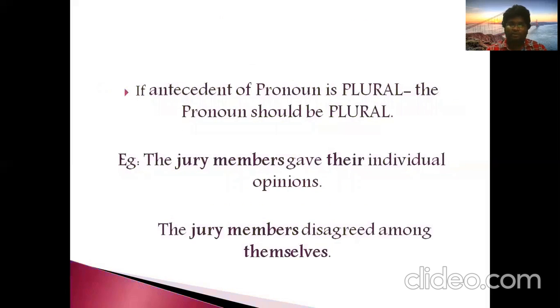And according to our second rule, if the subject of a sentence is in plural, you have to use a plural pronoun. Let's see the example here. You have already gone through it, but for your better understanding, I'm telling you this. The jury members gave their individual opinions. Jury members is plural, so that's the reason we used the plural form of the pronoun. When we are using them, don't get confused at the time of examination. Remember the subject that they are using.